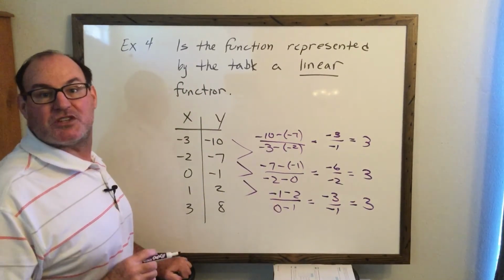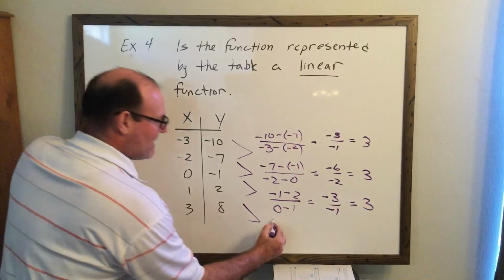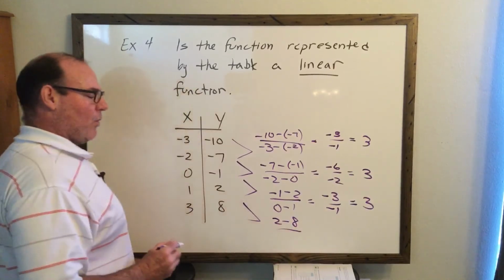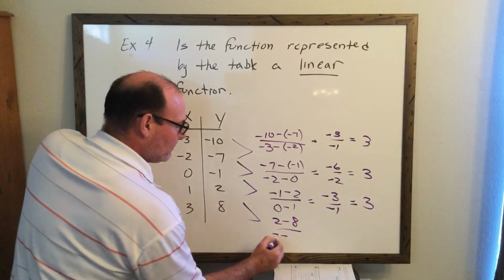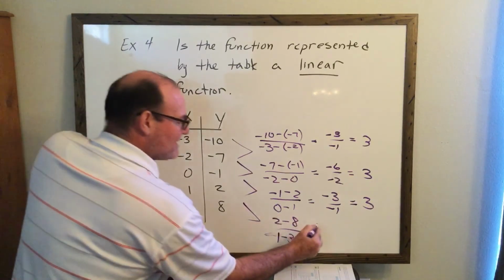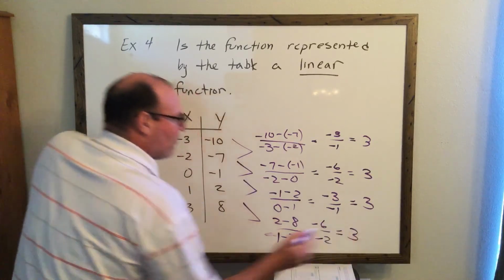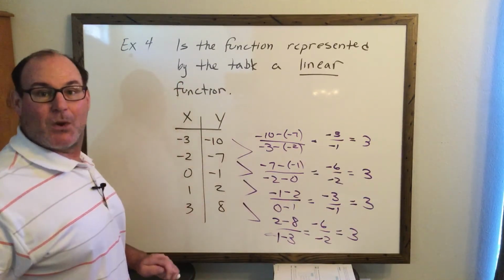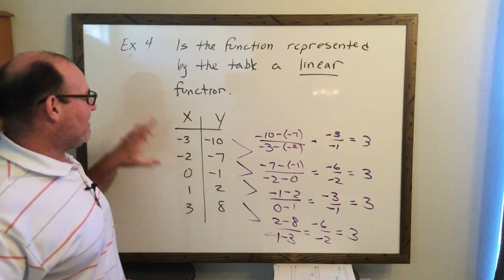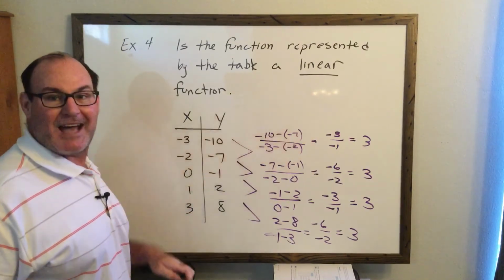One more time, just to be certain. So the last pair of points, 2 minus 8 is the change in the y. 1 minus 3, whoops, that's a 1. 1 minus 3. So 2 minus 8 is -6. 1 minus 3 is -2. And for the 4th time, we got a slope of 3. So every indication is that this represents a linear function because the slope has not changed.